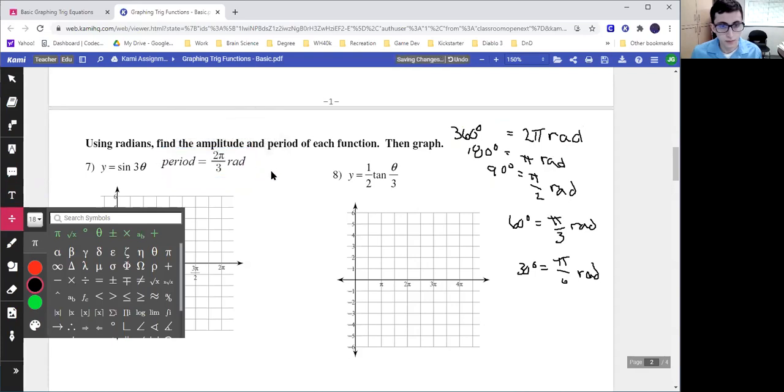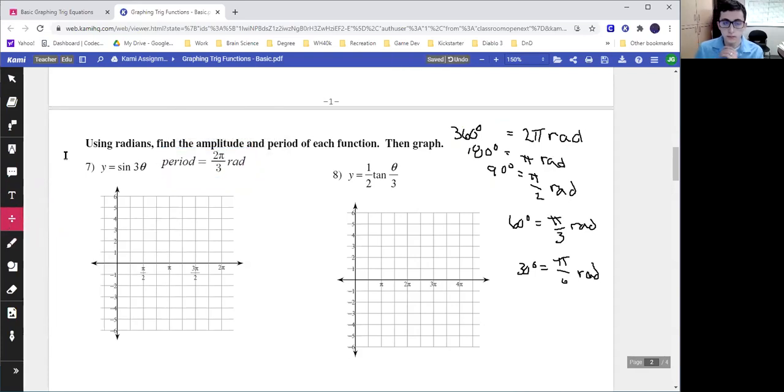Like so. And the amplitude is not being affected at all, so our amplitude is just 1. So at 0 radians, that's the same as 0 degrees, sine is 0. So that's still 0.